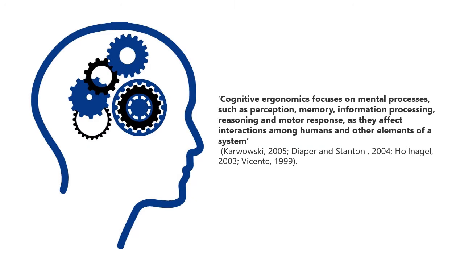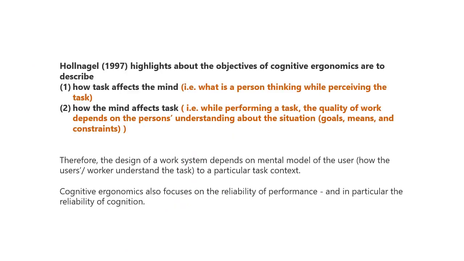And we have seen that cognition is an umbrella term for processes like perception, memory, information processing, reasoning, and everything leading to motor response, right? And we have also seen that authors like Hollnagel have described cognitive ergonomics as having two objectives, that is how task affects the mind, and on the other hand how mind affects the task.